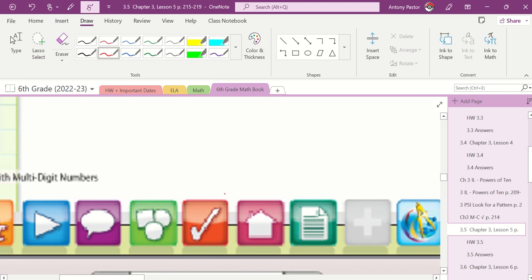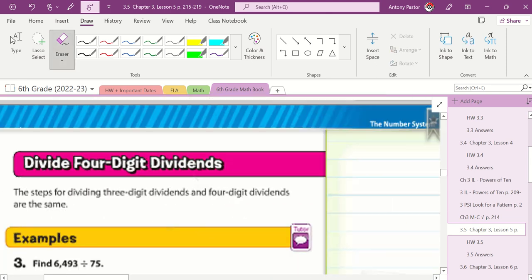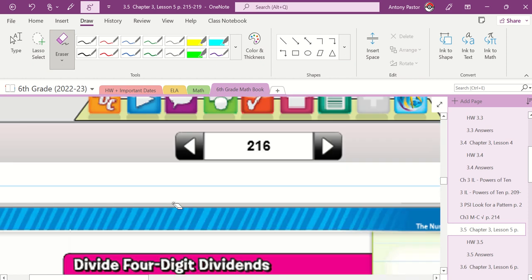Now, we're going to go ahead and do these two, and then we're going to get into 4-digit dividends and how to solve those, and then we will call this a lesson.